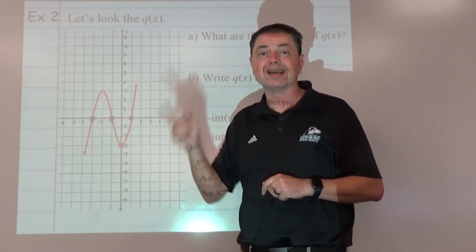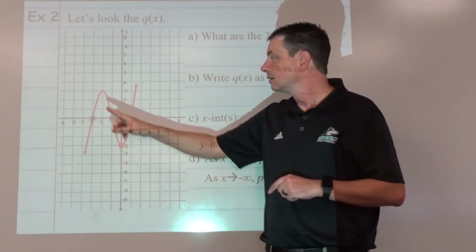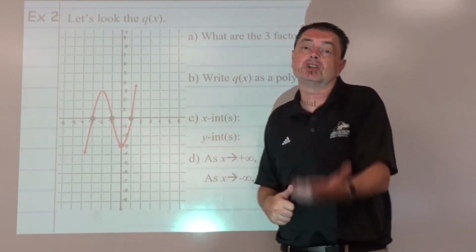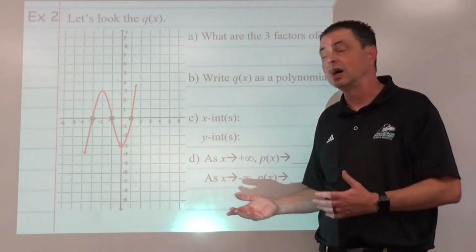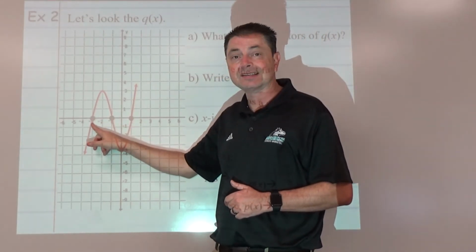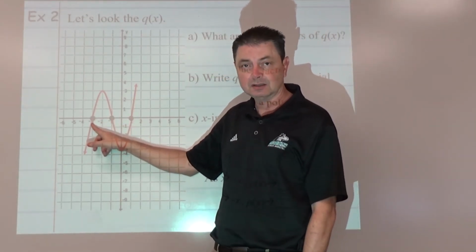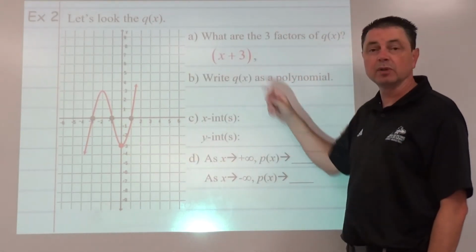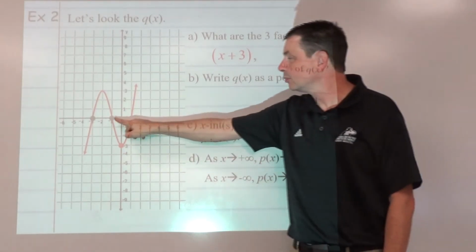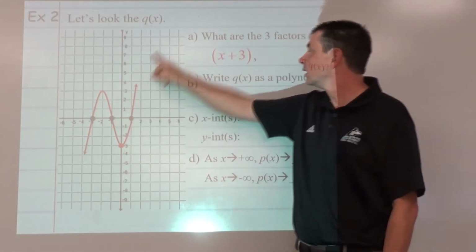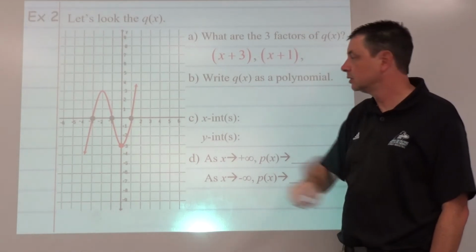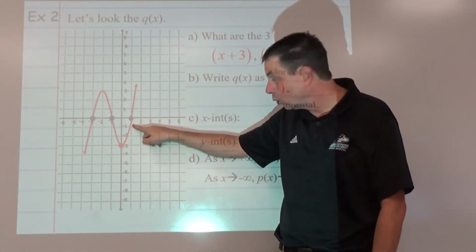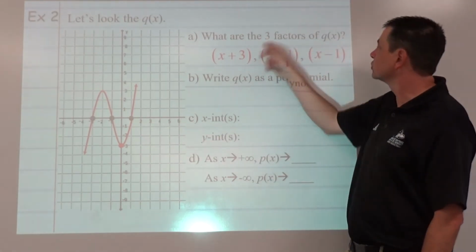Remember, the form was x minus the number. X minus the number. X minus the number. And that generated us to think opposite. So x minus negative 3 becomes, well, minus minus becomes plus. So that's x plus 3. What about this one? X plus 1. What about this one? X minus 1. Those are our factors.